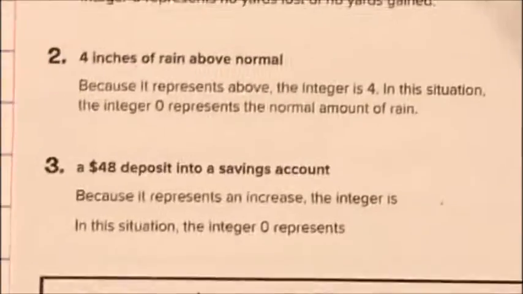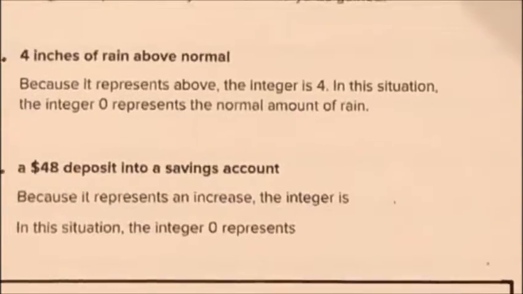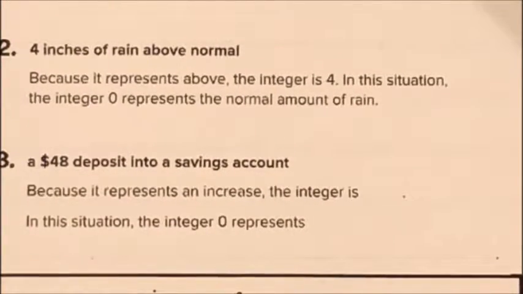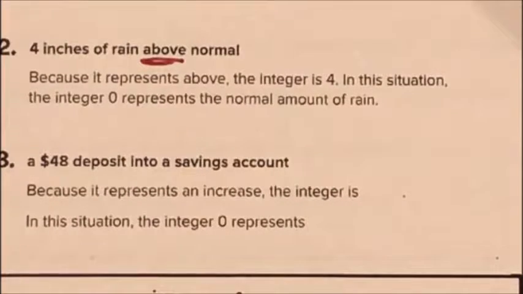Okay, example number 2, 4 inches of rain above normal. So above is that key word. Above is positive, so it's 4. You can also write +4. In this situation, the integer 0 represents the normal amount of rain.